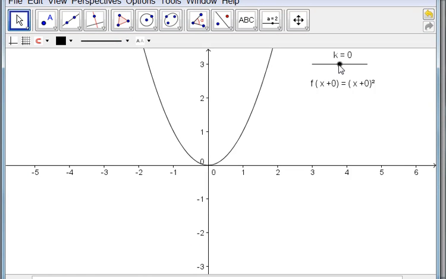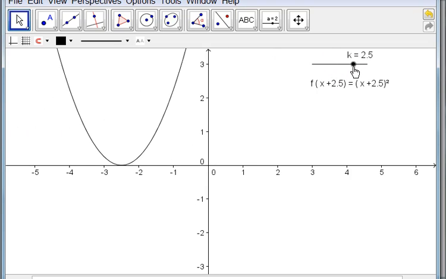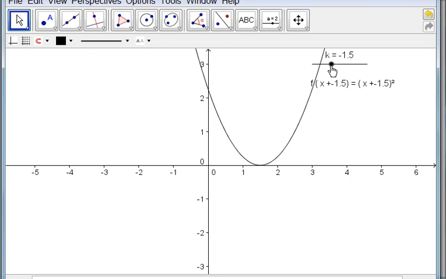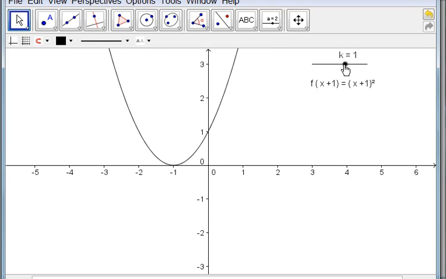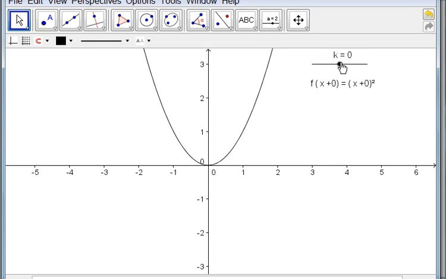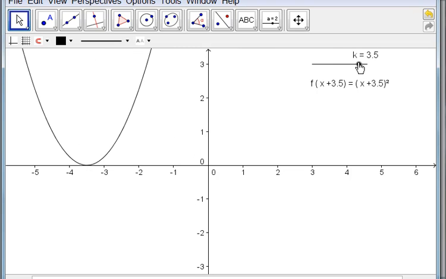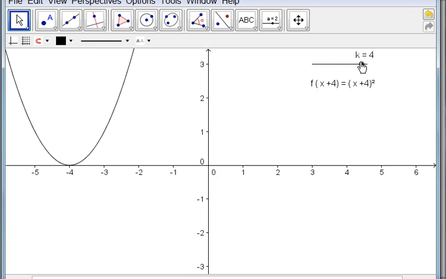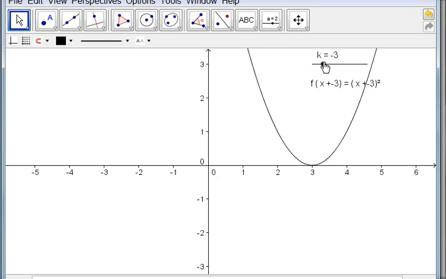So if I change the value of k, instantly you notice that the curve is moving across the coordinate grid. So if I make this plus 1, what's actually happened is the curve has moved 1 unit to the left. If I make it plus 4, the curve's moved 4 units to the left again. If I make it minus 3, it's moved 3 units to the right.